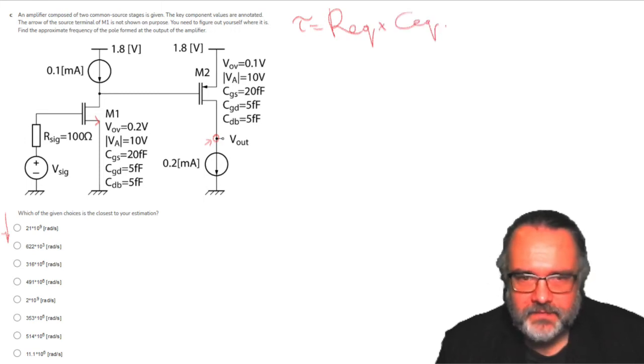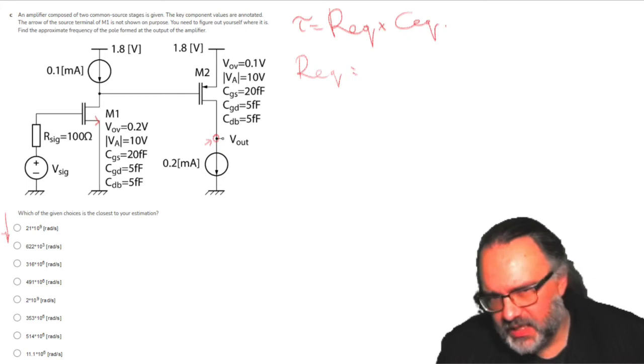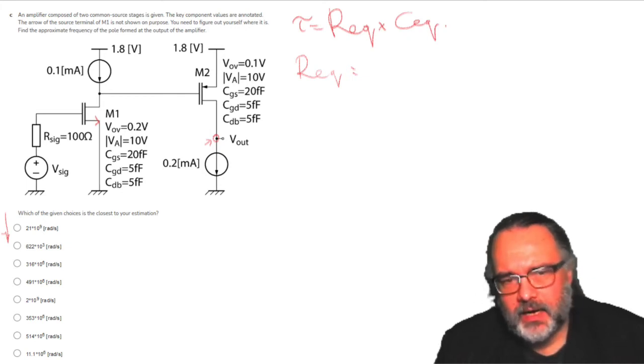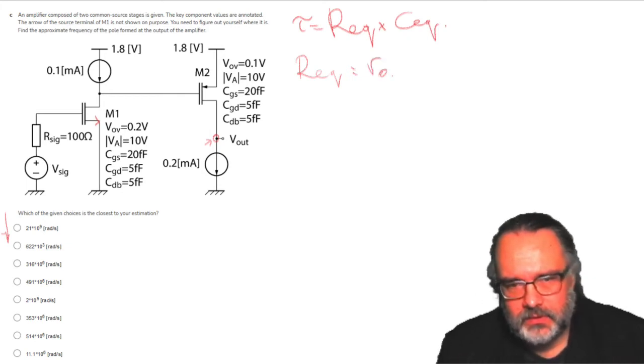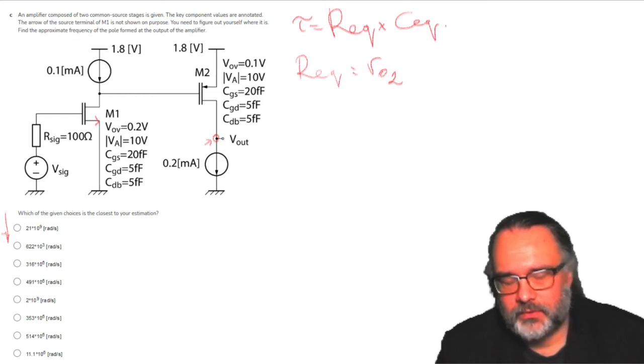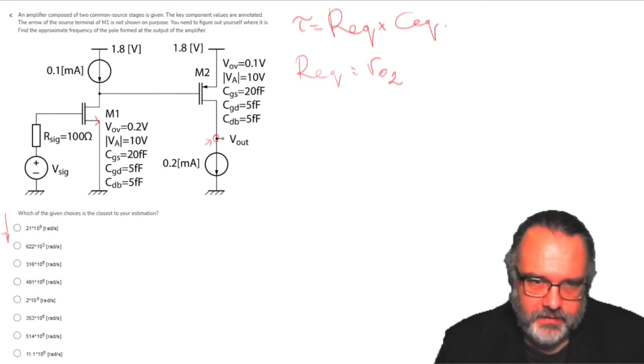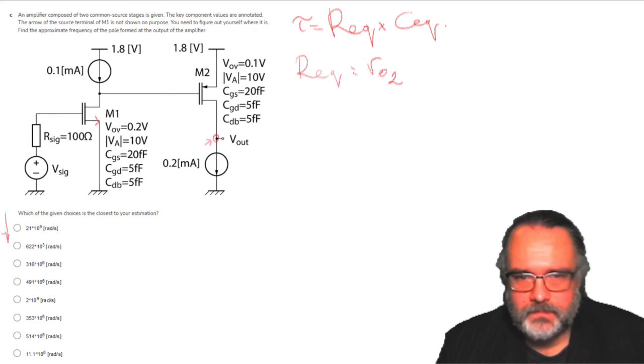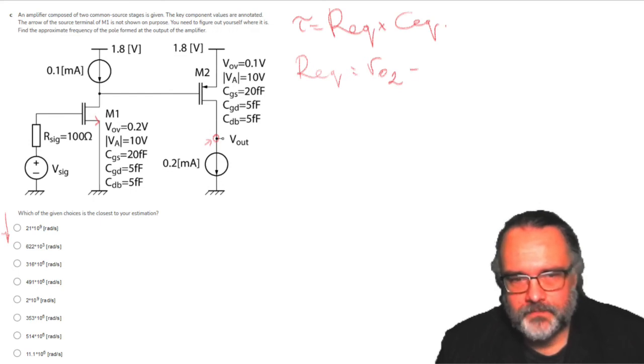So let's first attack the equivalent resistance. The equivalent resistance here is given actually by R out 2. If we estimate the equivalent resistance at this node, we disconnect this. This is floating, and the only device that is connected is M2. So the output resistance of M2 will determine the equivalent resistance of this whole node. So R out 2. And how can we get it?